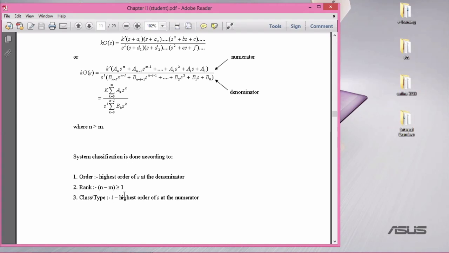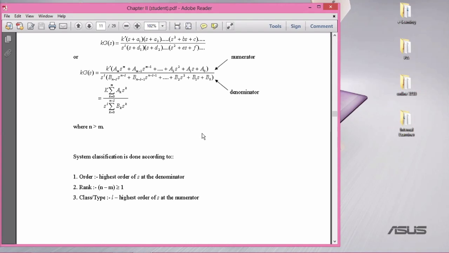So the rank is just the highest power of S in the denominator minus the highest power of S in the numerator, and the class is just L. L is this S raised to the power of an integer there. So L is known as the class.